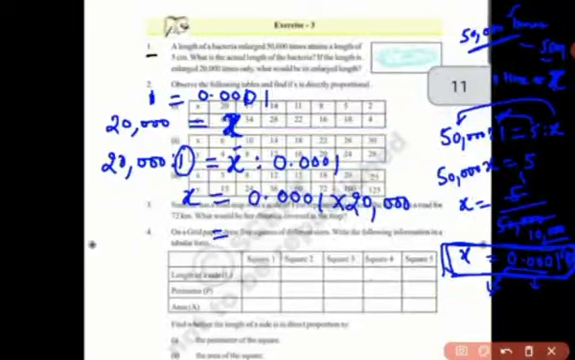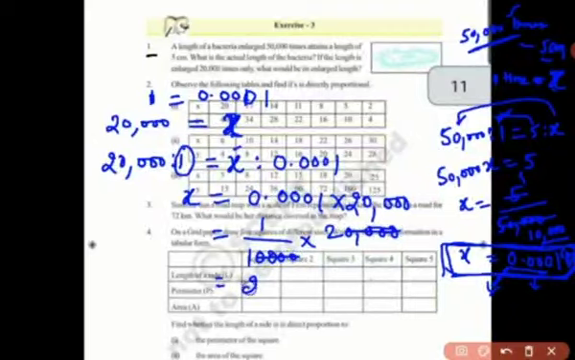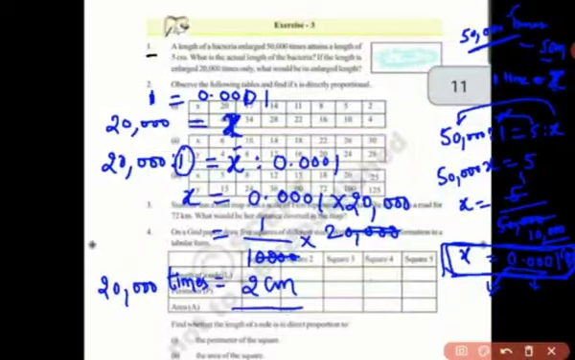So multiply this. I will write this as 1 by 10,000, 4 zeros in the denominator, into 20,000. So these 4 zeros will get cancelled. So my answer is how much? 2 centimeter, when it is enlarged by 20,000 times. Okay, so the length of the bacteria is 2 centimeter. The normal length of that bacteria when it is not enlarged is 0.001 centimeter. All right.